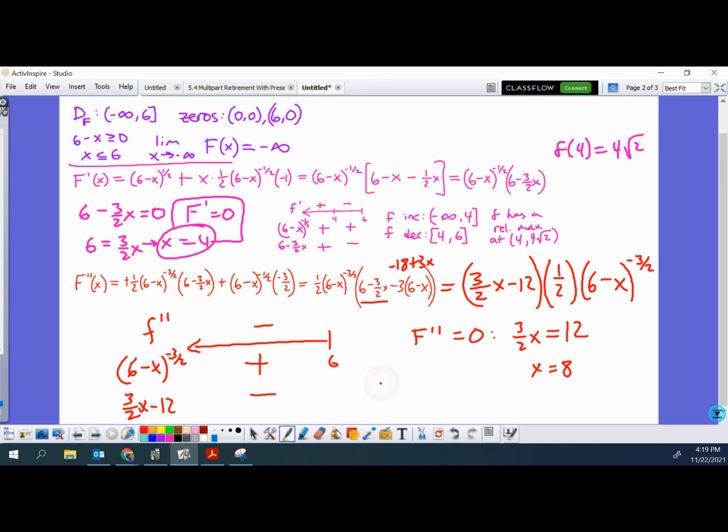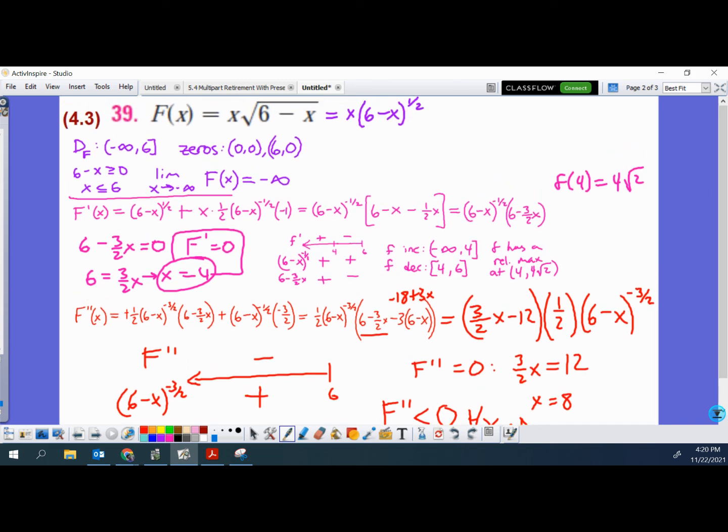And so f double prime, I wrote lowercase f there. That's not quite right. So it's actually true that F double prime of x is less than 0 for all x in the domain of the function, which is from negative infinity to 6. What does that mean? That means my function is concave down over the entire domain. And I could write that. F is concave down for the entire domain. There is no point of inflection on this graph.